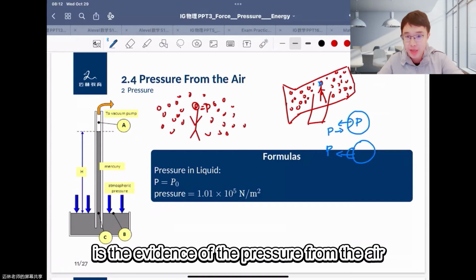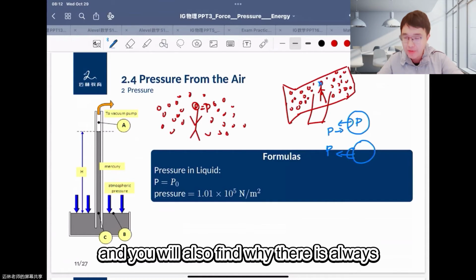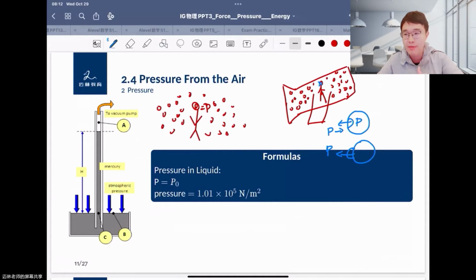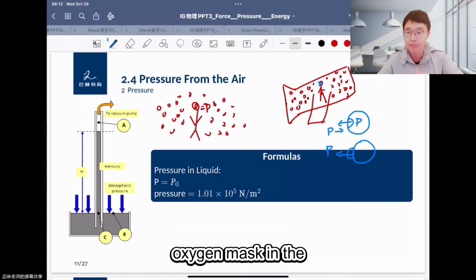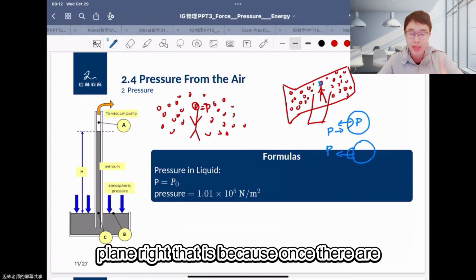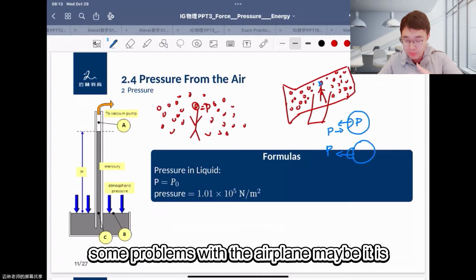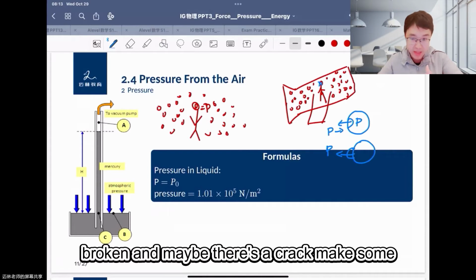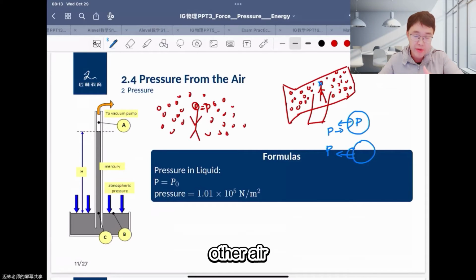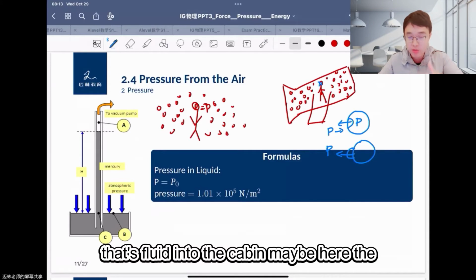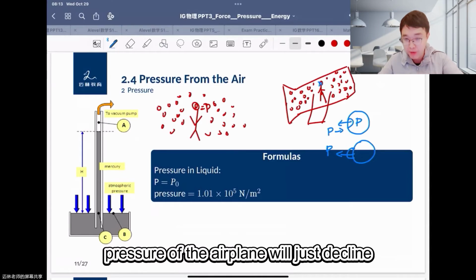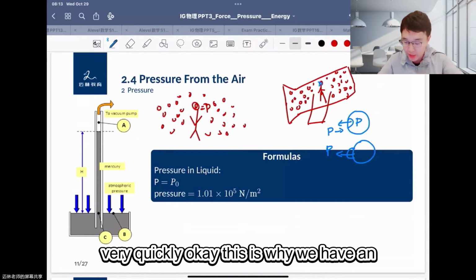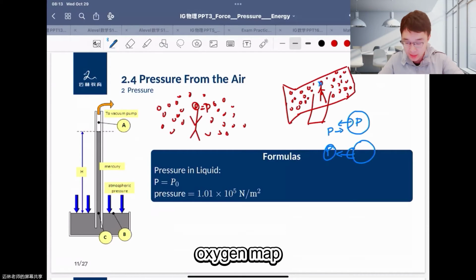So here is the evidence of the pressure from the air. And you will also find why there's always an oxygen mask in the plane, right? That is because once there are some problems with the airplane, maybe it is broken and there's a crack, making some outer air flow into the cabin. Then the pressure in the airplane will decline very quickly. This is why we have an oxygen mask.